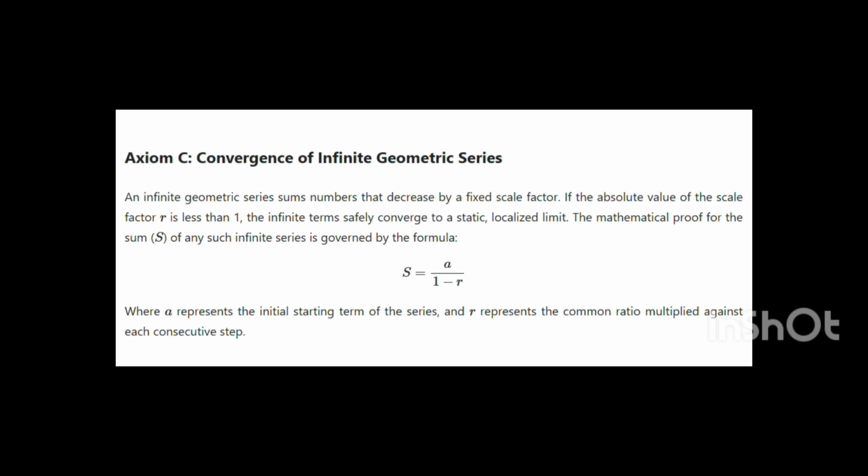And since here r, the scale factor or the common ratio, is less than 1, because r is nothing but 1 by phi. And what is the value of phi? It is 1.618. So r equals 1 by phi equals 1 by 1.618, which is less than 1. Hence, the summation of the series gives us the formula S equals A by 1 minus R. Here R is the common ratio and A is the first term.